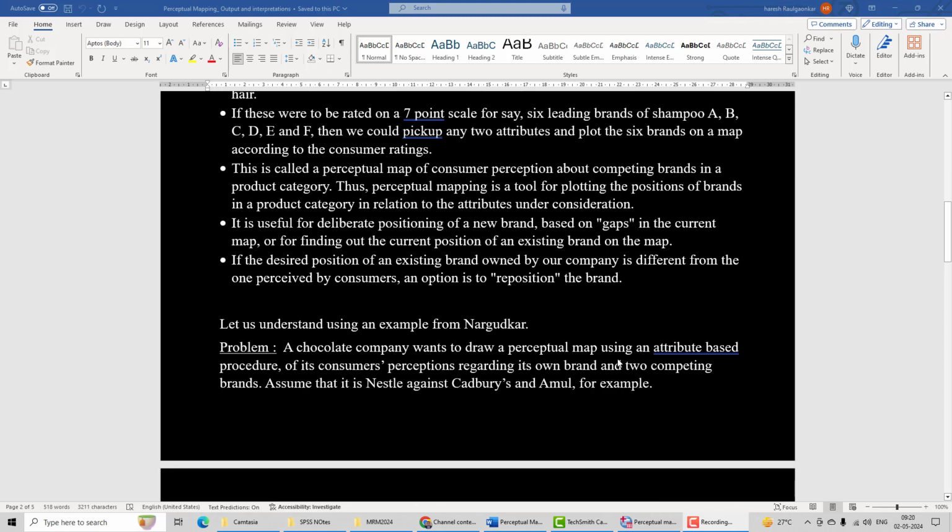To understand this, let us use an example from Nargudkar. This example is about the chocolate category. A chocolate company wants to draw a perceptual map using attribute based procedures of its consumers' perceptions regarding its own brand and two competing brands. So let us assume that Nestle is against Cadbury and Amul.